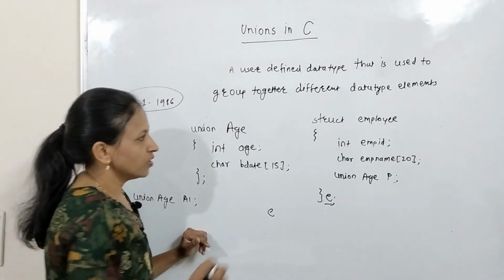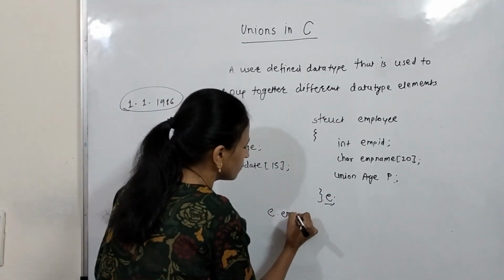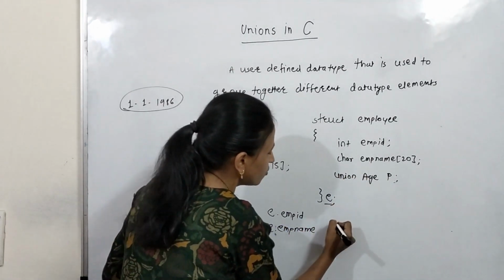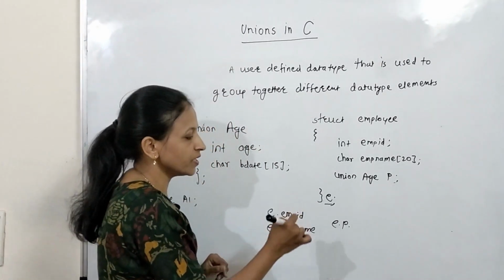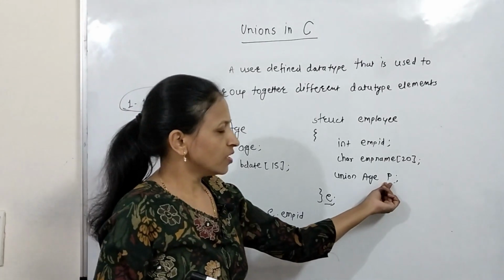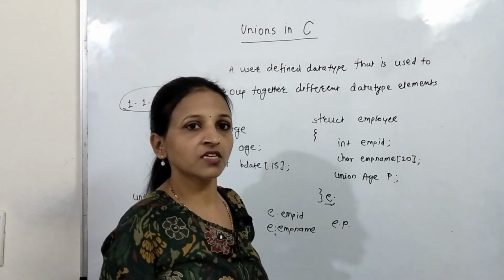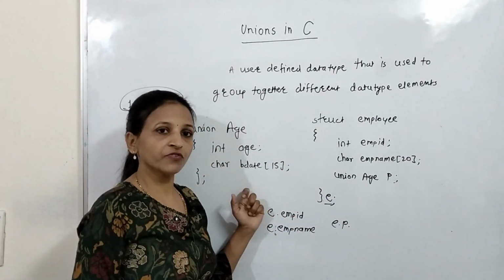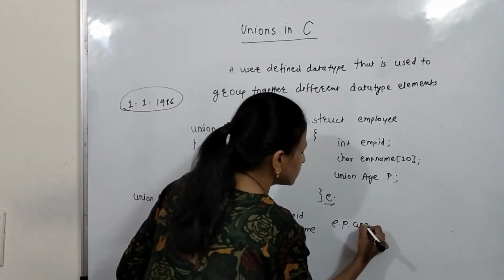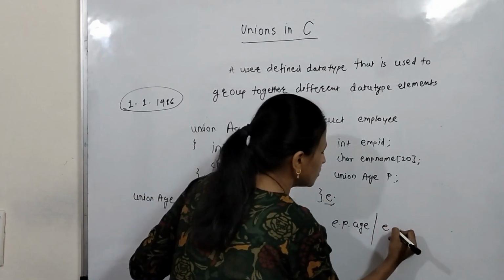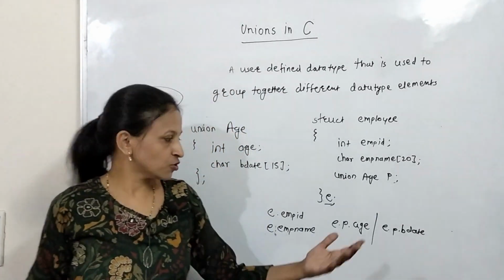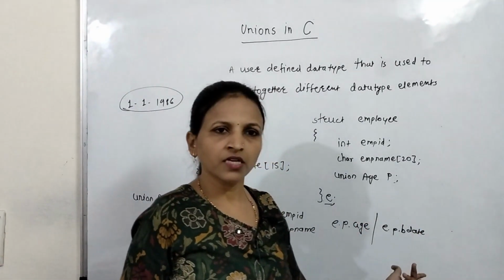Now E will have employee ID. How to access? E dot employee ID, then E dot emp name, and E dot P dot, because P is again a union variable. P is again a union variable, so it will not have its own existence. It has different members internally. That's why again we have to fetch that using the object dot. That's why E dot P dot age, either we can store this one or E dot P dot birth date. Both are not at the same time. For one employee we will store age, for the next employee we will store birth date, anything.